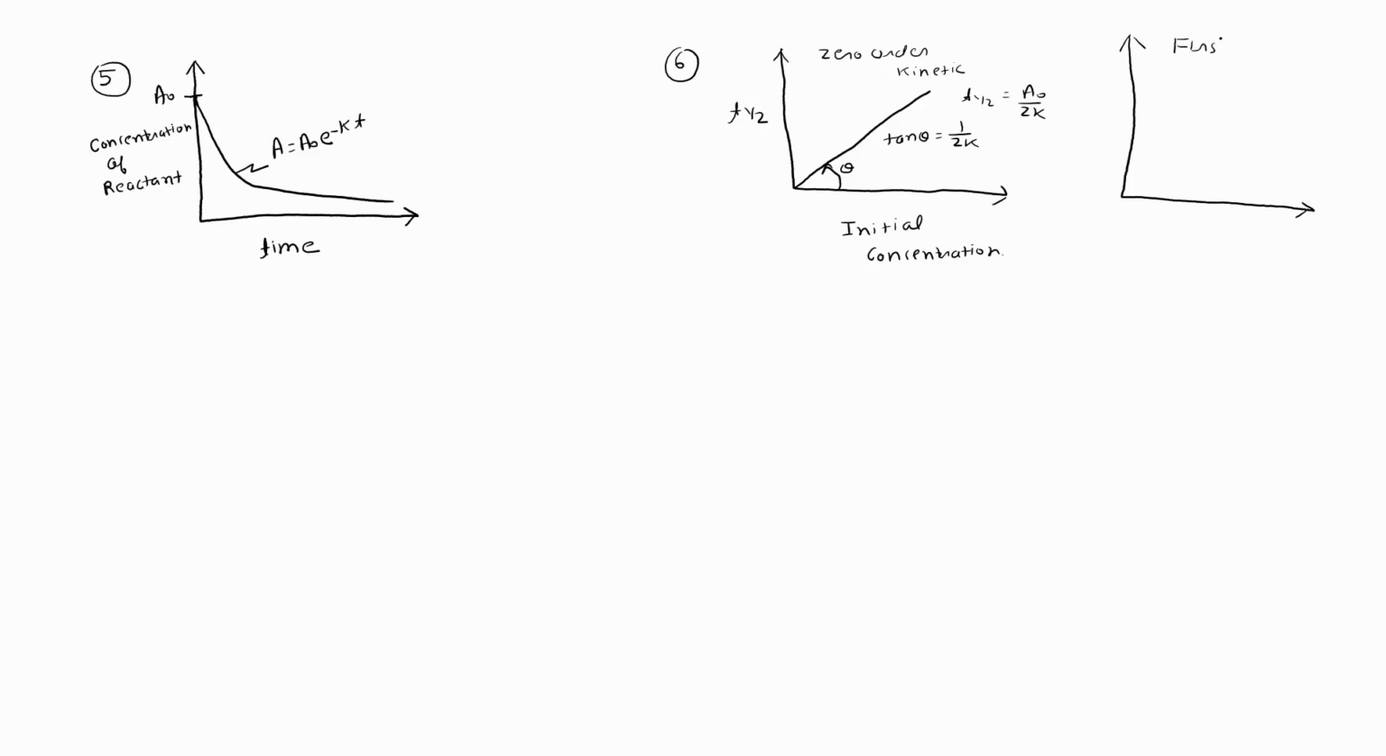For first order kinetics, we have t half equal to 0.693 by k. And here we have initial concentration.